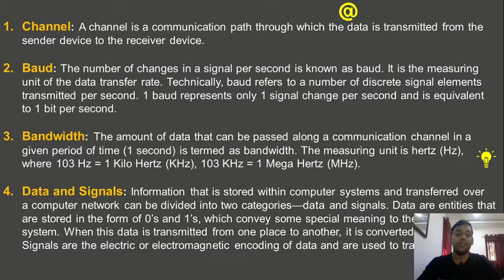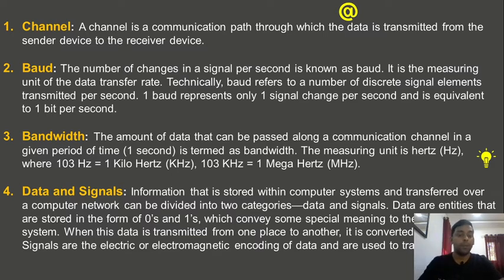Moving on. Data communication terminologies. We have channel first. You know what actually channel is? Channel is a path that helps in data transmission. Channel is a communication path through which data is transmitted from the sender device to the receiver device. That means simply, channel is a communication path that helps in data transmission. We transfer data from sender to receiver, source to destination. So a channel acts as a path through which we can send data from the sender to receiver.